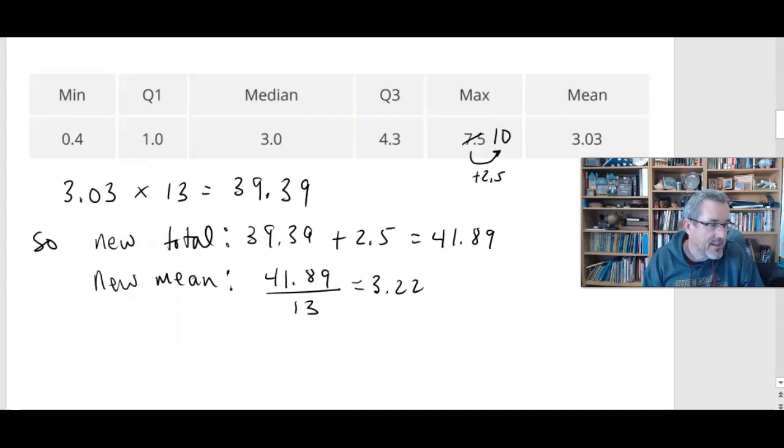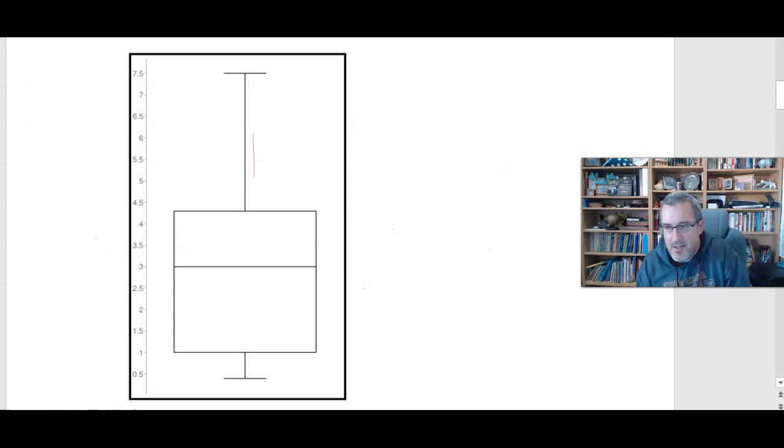The next thing they said is, hey, John currently lives furthest from school. Is his distance from school unusual? Let me go back to the box plot. This was John up here. John, hey, my pen's back. John lives 7.5 miles from school. Would you consider his distance unusual?